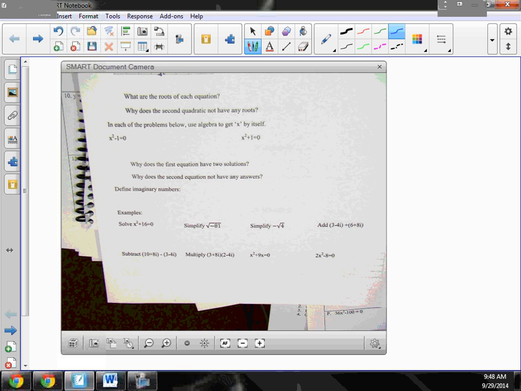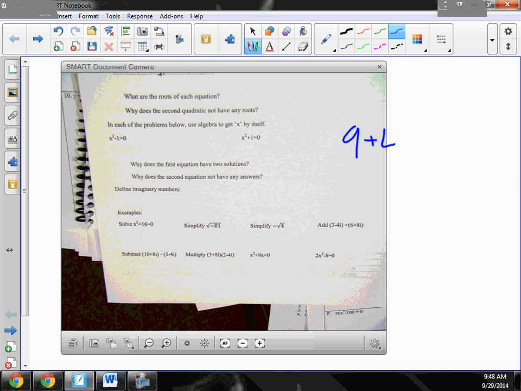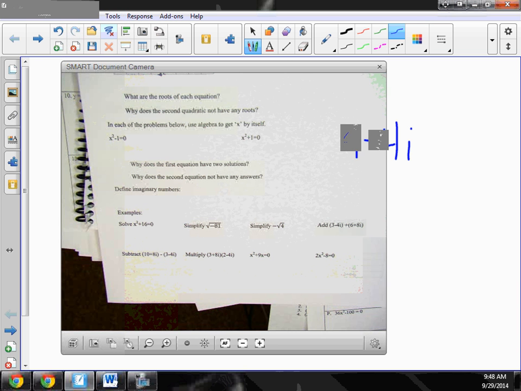Okay? Now we're going to add complex numbers. It's really easy. If you have two complex numbers, you just add real portion to real portion and imaginary portion to imaginary portion. It's just combining like terms. So I have 3 minus 4i and 6 plus 8i. What do I get when I combine the real portions? 9. And when I combine the imaginary portions? Plus 4i. Everybody understand that? Right. Just treat the i's like x's for now. But it's going to change here in a second.